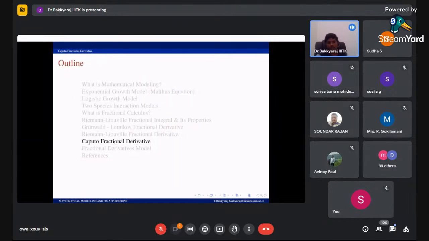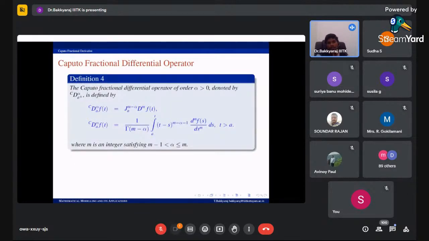So in order to overcome that, people introduced the Caputo fractional derivative. It is just a swap: first you differentiate, after that you take a fractional integral. That's all. So here you see that if f is a constant, because you first take a derivative, it becomes 0. So the Caputo fractional derivative of a constant is 0.